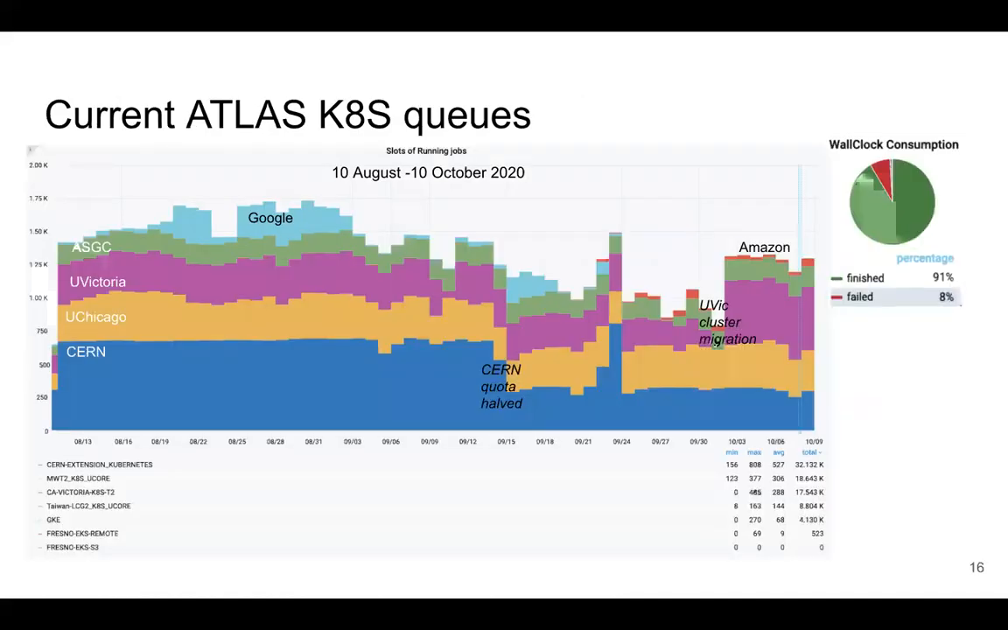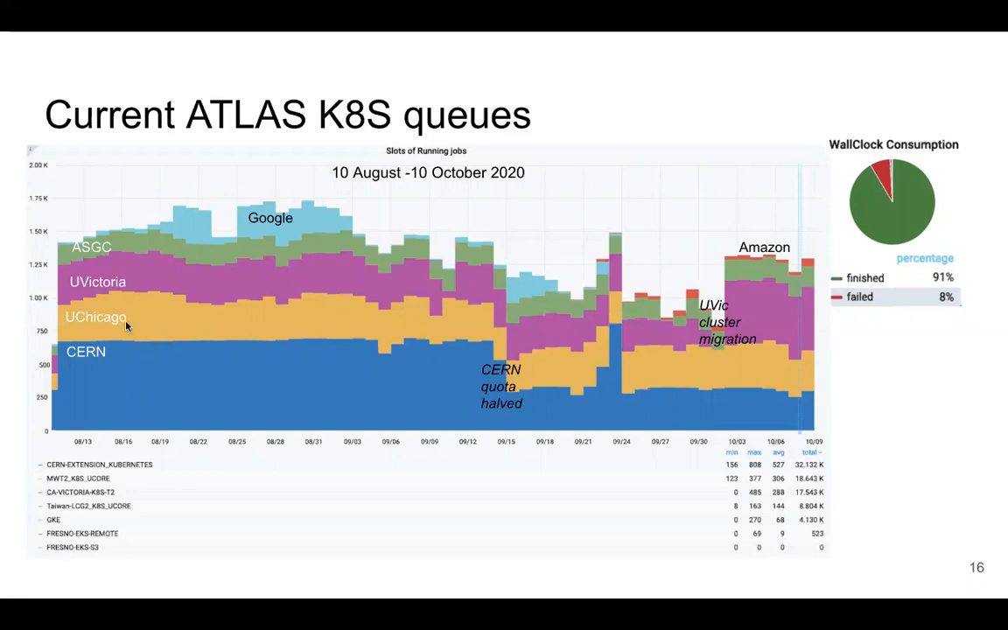In this slide, you have an overview of the Kubernetes queues that we are currently operating. So the bottom four are a cluster that we have at CERN. This is running under our Atlas R&D quota. This one was recently halved in September. That's why it drops. There is no problem there.